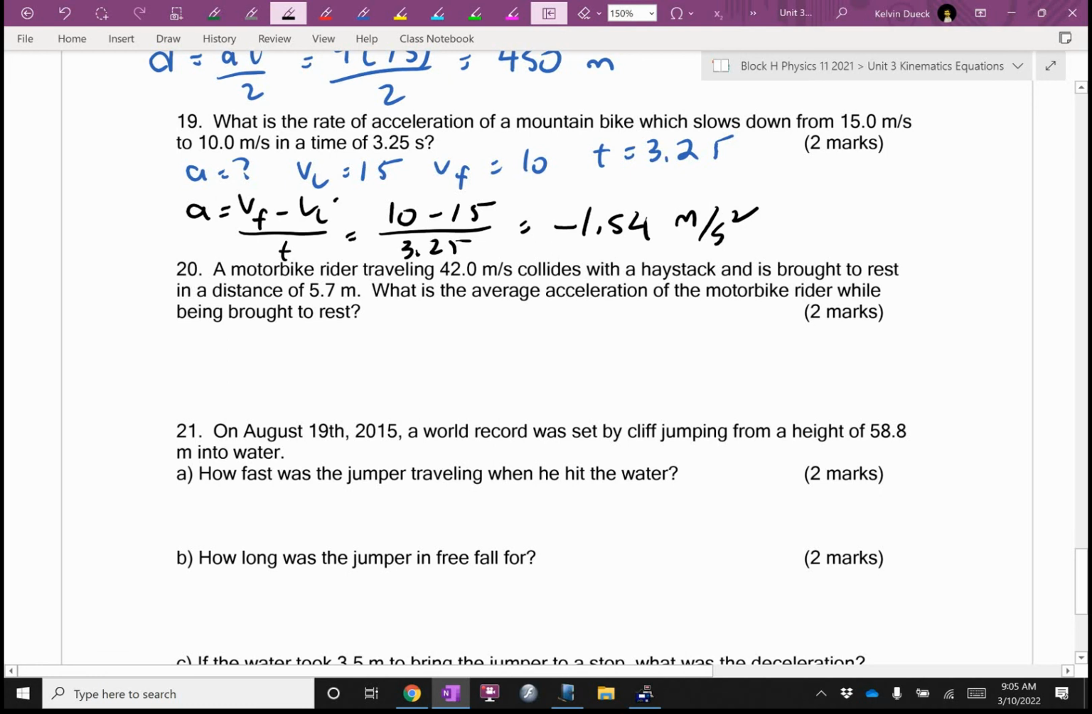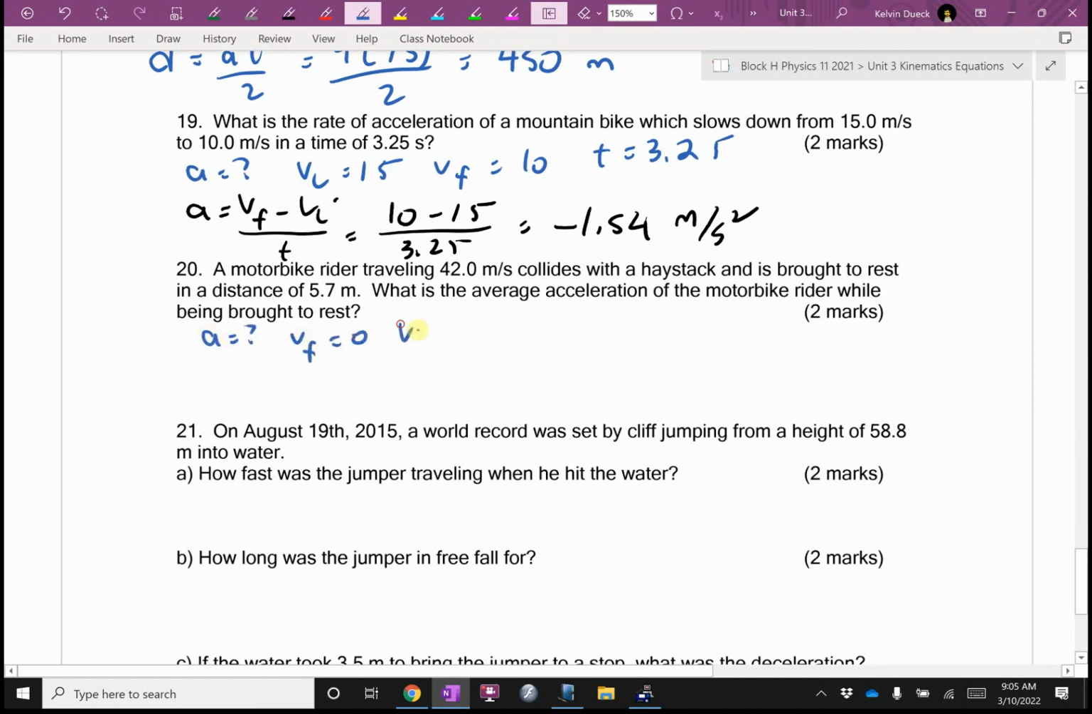Compare that to number 20. Number 20, here's a motorcycle accident. Now this looks like it's a motorcycle racer because I see a haystack. I know they use hay in a lot of motorcycle races. So probably this person's wearing padding and racing gear and helmet and everything. Probably they would survive, but it was a pretty big acceleration here, if I recall. They want me to find A.